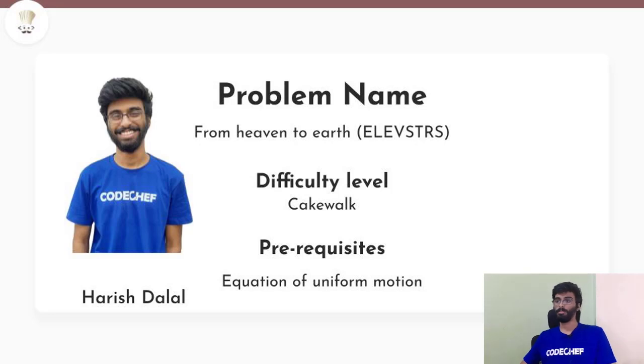The problem today we will be solving is From Heaven to Earth, the problem code for which is ELEVTRS. It is a cakewalk problem. The prerequisite is the equation of uniform motion.